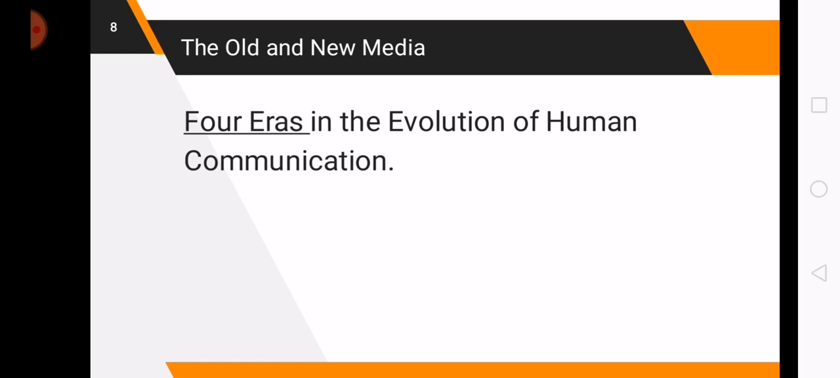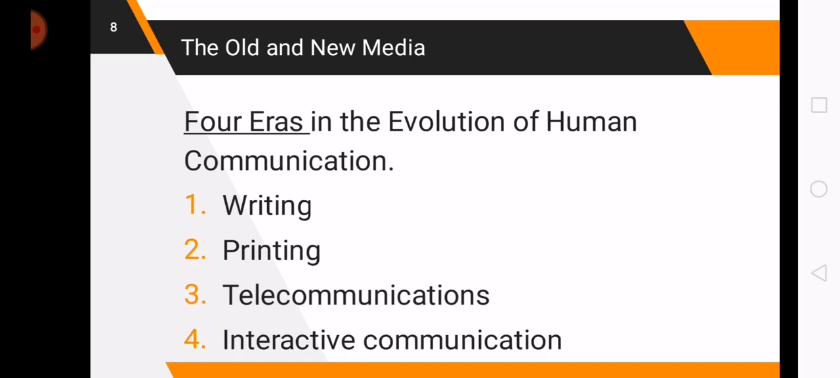All right. So we must understand first that there are 4 eras in the evolution of human communication. Number 1, it's writing. Number 2, printing. And then number 3, telecommunications. And the last one is interactive communication. Let us discuss it one by one. Again, these are the 4 eras in the evolution of human communication. What did our communication process go through?